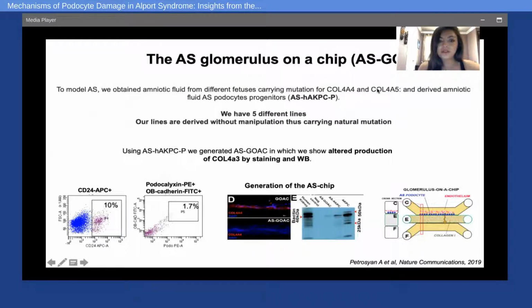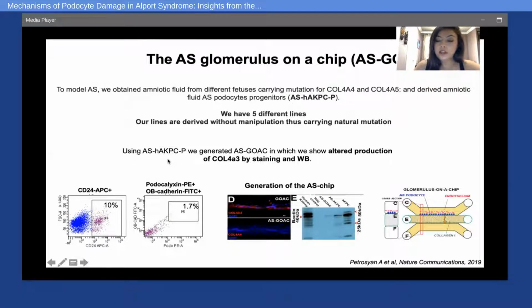We've taken the cells and we've expanded them, the amniotic fluid, and we've isolated using the three markers as shown here to isolate the podocyte progenitors, which is CD24, podocalyxin, and ubiquitin, and we've received around 1.7%. And we've also seeded these cells on the chip.